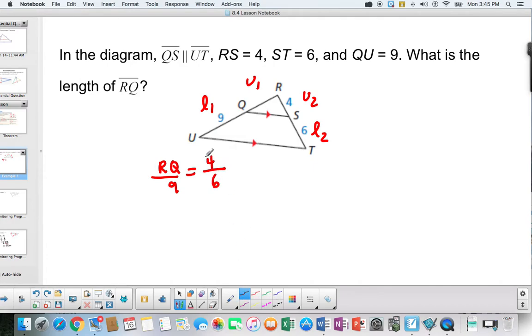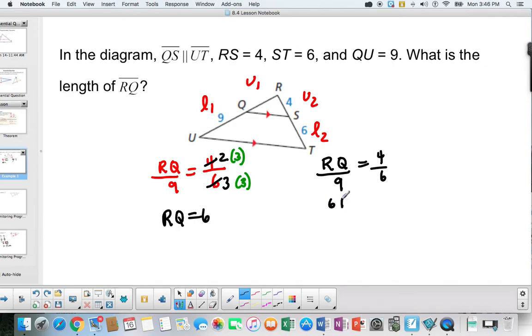And I'm going to go ahead and do some reducing, 2 over 3. And I can see that if I take this number 3 and I times it by 3, I'll get the number 9, so I'll times the numerator by 3, and I will get RQ is equal to 6. The other way you can do this is you can just cross multiply from the very beginning. So you can just do 6 times RQ is equal to 36, then divide both sides by 6, and then you're going to get 6. Notice that I get the same answer again.